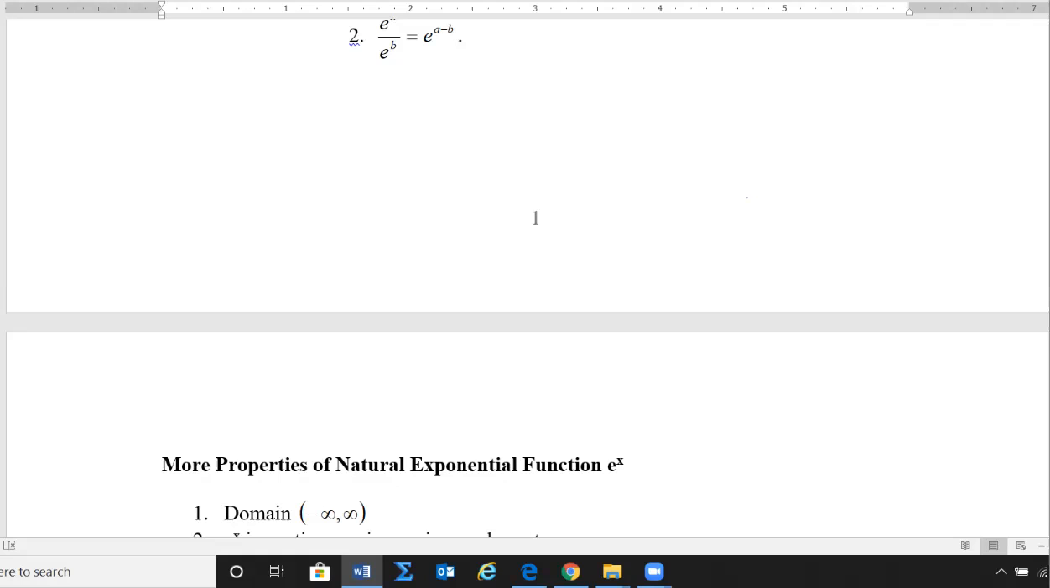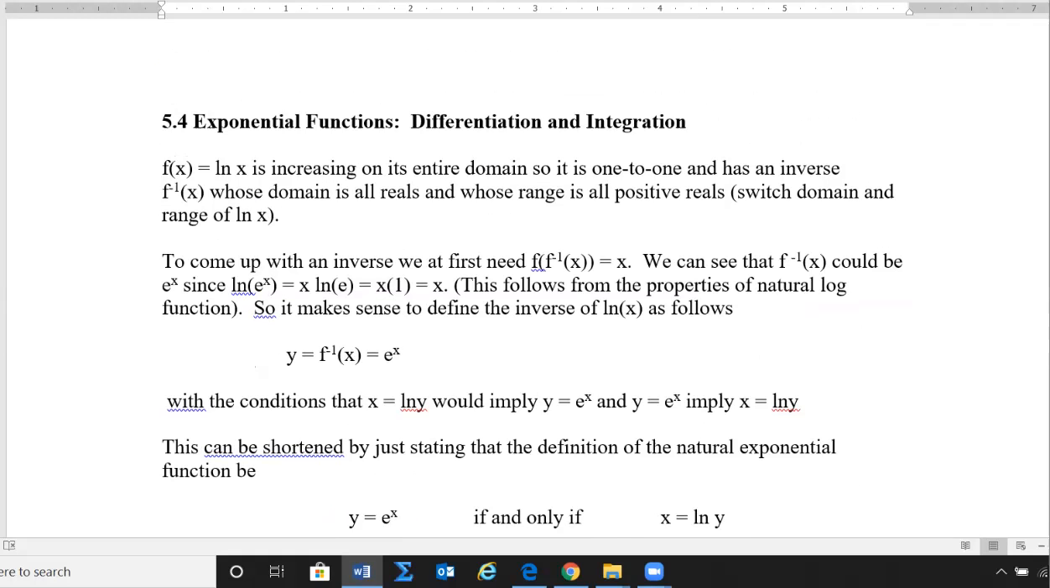A little bit about some of the properties of the exponential functions. First of all, the exponential function, we need an inverse now. We have a log function. Now we're going to find the inverse.